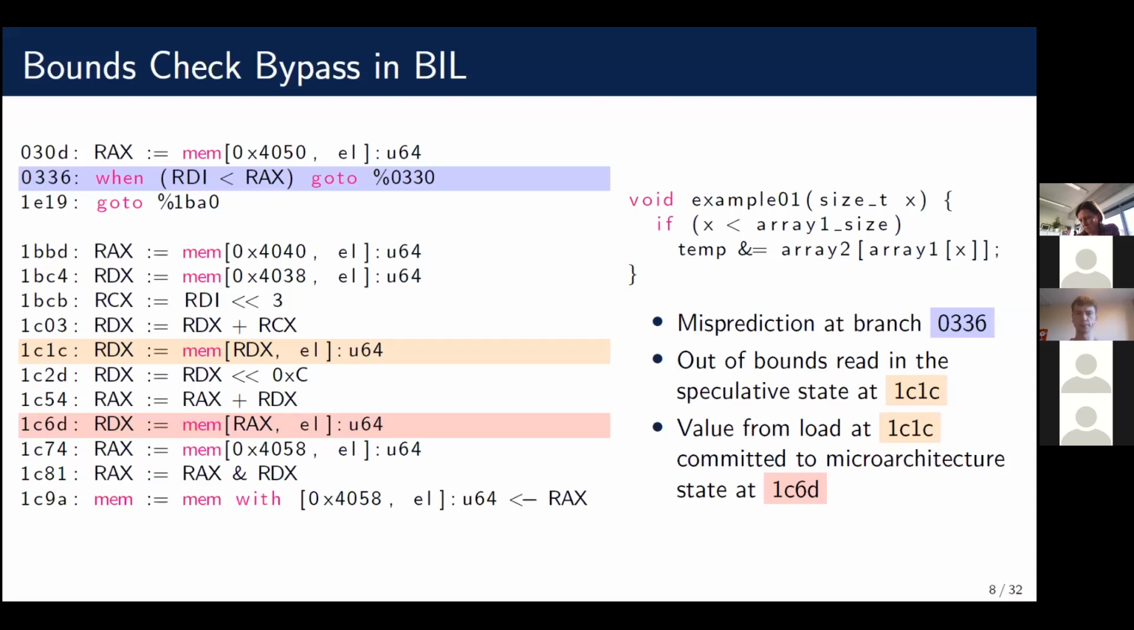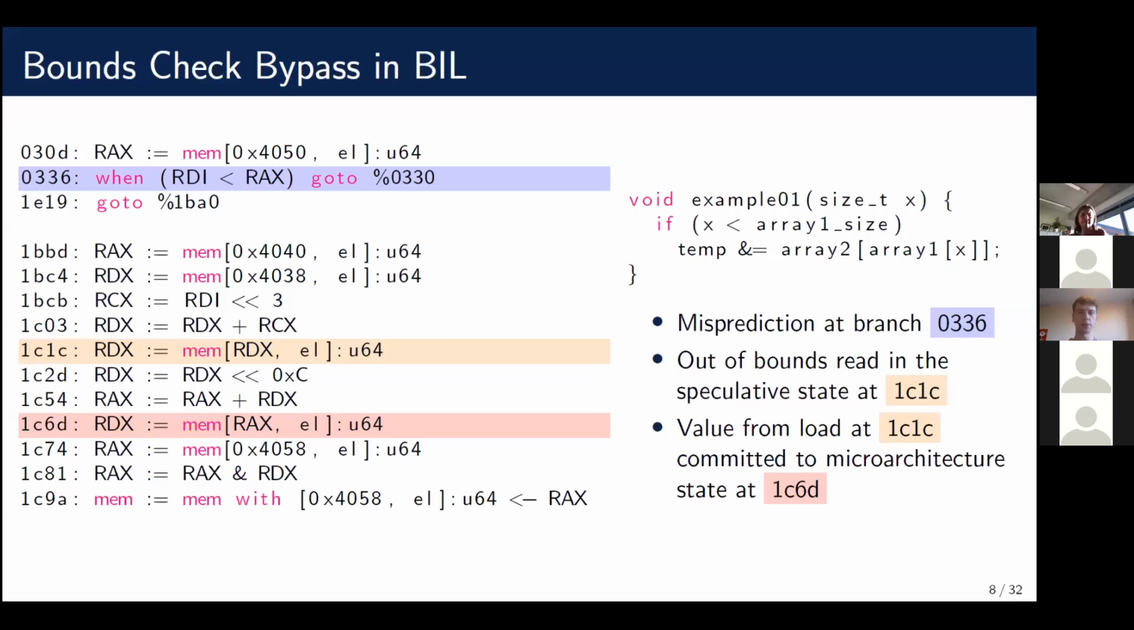By executing the instructions in the second block speculatively, with an input larger than the size of array 1, we make an unbounded read from memory, and this enters the speculative state at line 1C1C. This is fine as a speculative state is not observable. It never leaves the processor.